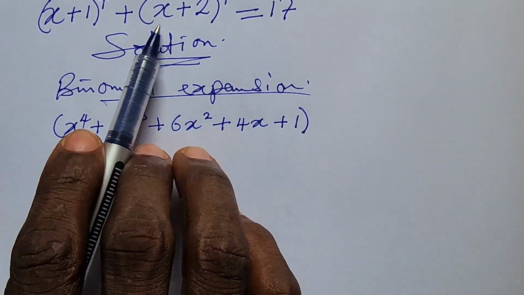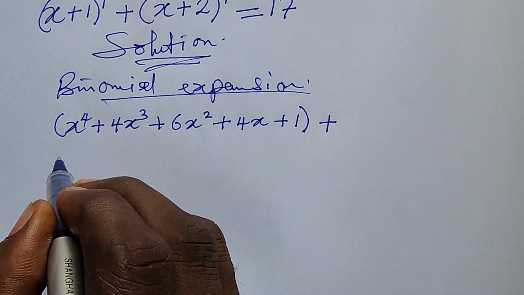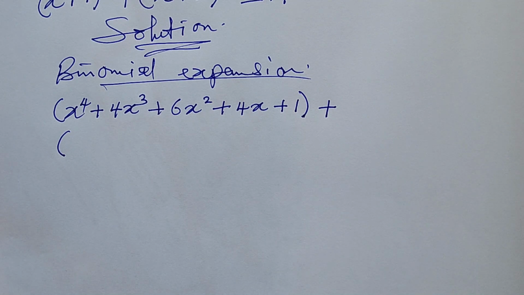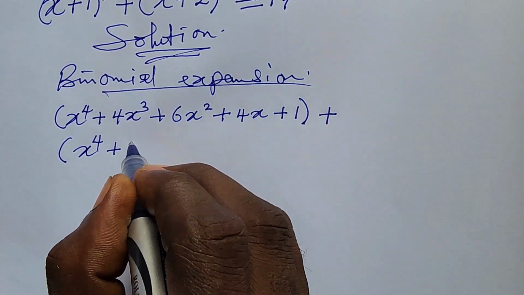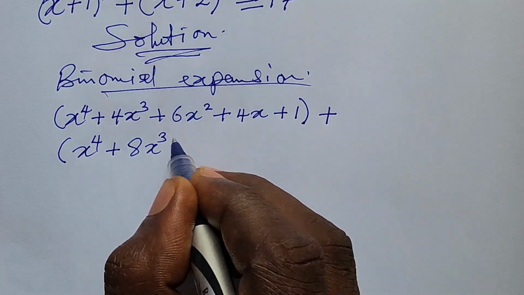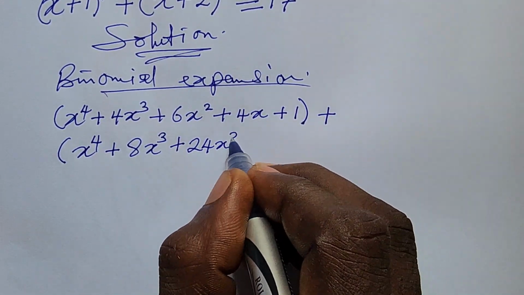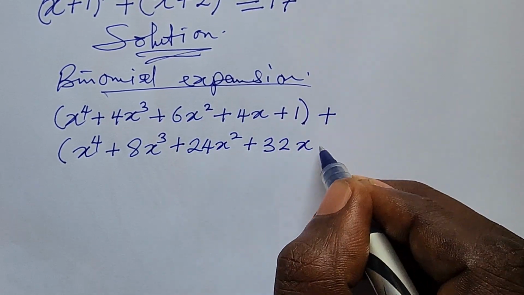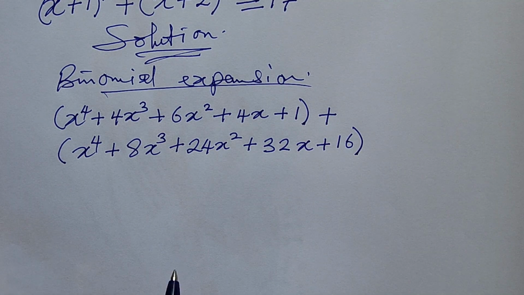So we do the same thing for this. So we have here plus, let's continue on this side because of space. Again, we are using binomial expansion to open this. So this will give us (x^4 + 8x^3 + 24x^2 + 32x + 16).